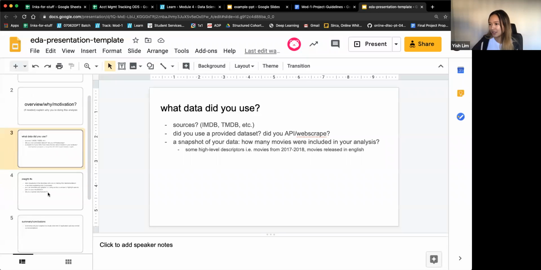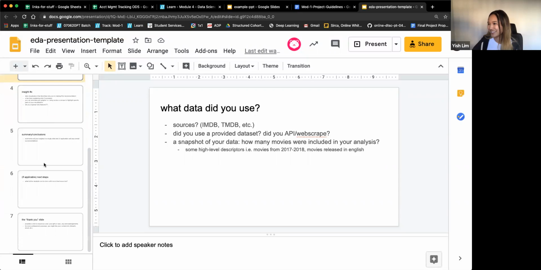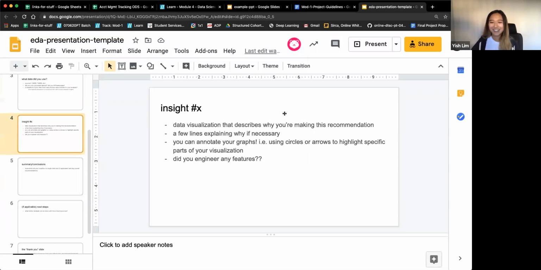Cool. We are already halfway through this. Here, your insight slides. So very typically, for this project especially, we're coming up with 3 to 5 insights, depending on how many people you're working with. So each insight slide should be kind of similar. Things you're going to include on this slide include the data visualization that backs up your claim or your insight on why you're making this recommendation.